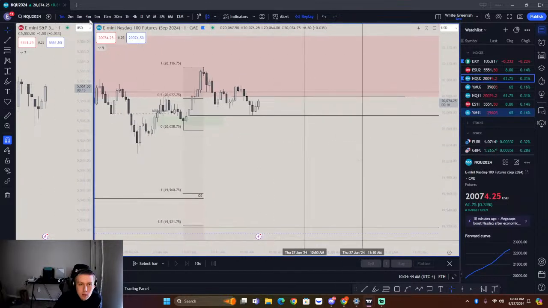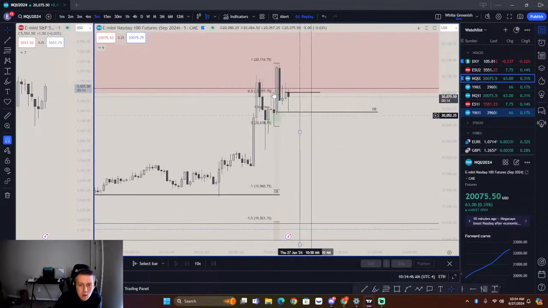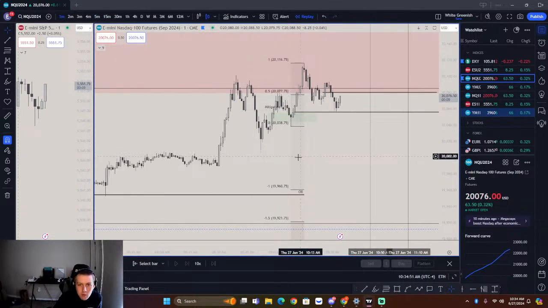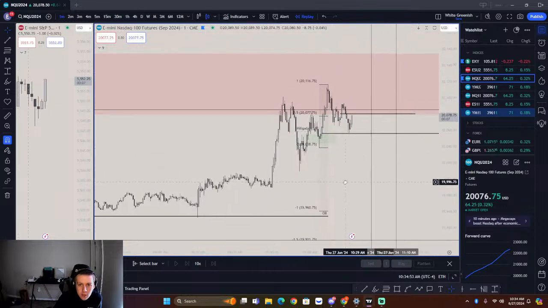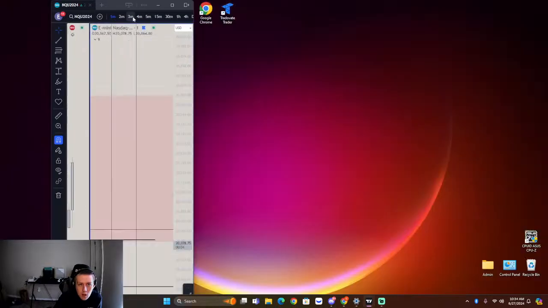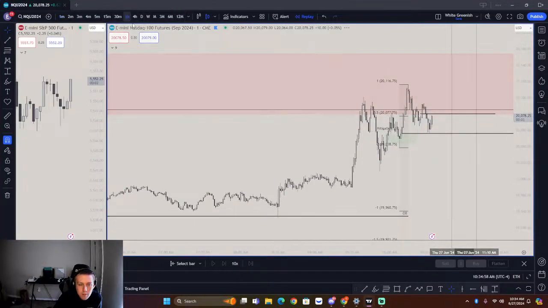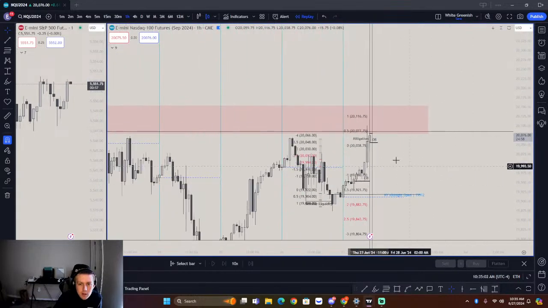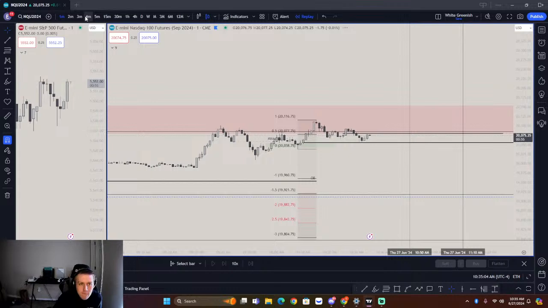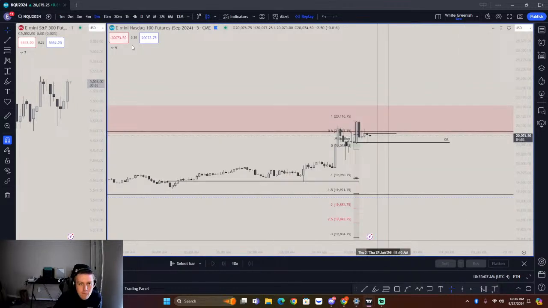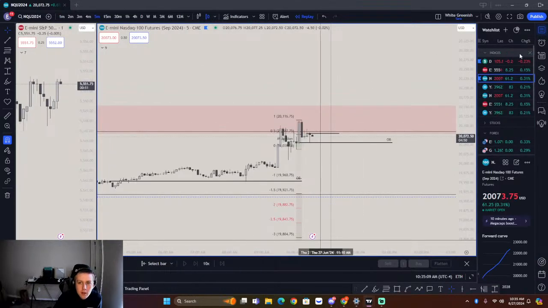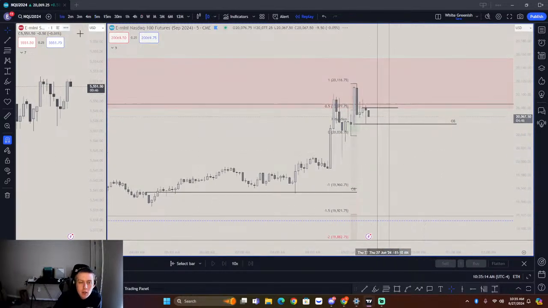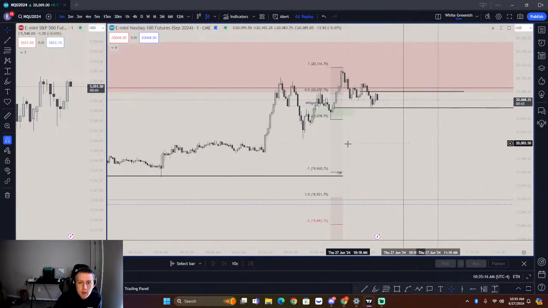Let's see what happens though. I want to see displacement. Until that happens, this could just be a trend day. It could reprice to more buy side or more of this imbalance. So nothing that I deem high probability, but if you want a low risk, high reward entry, that could have been the entry.